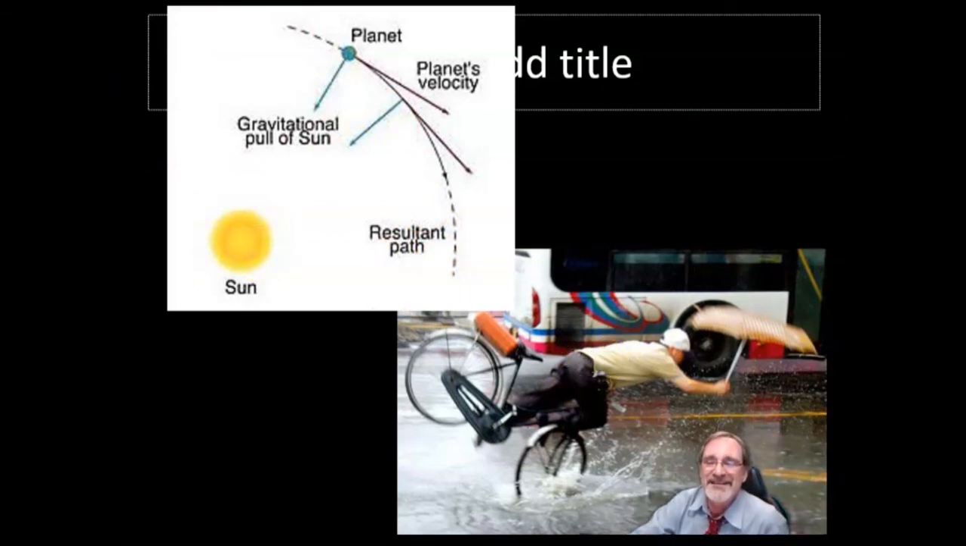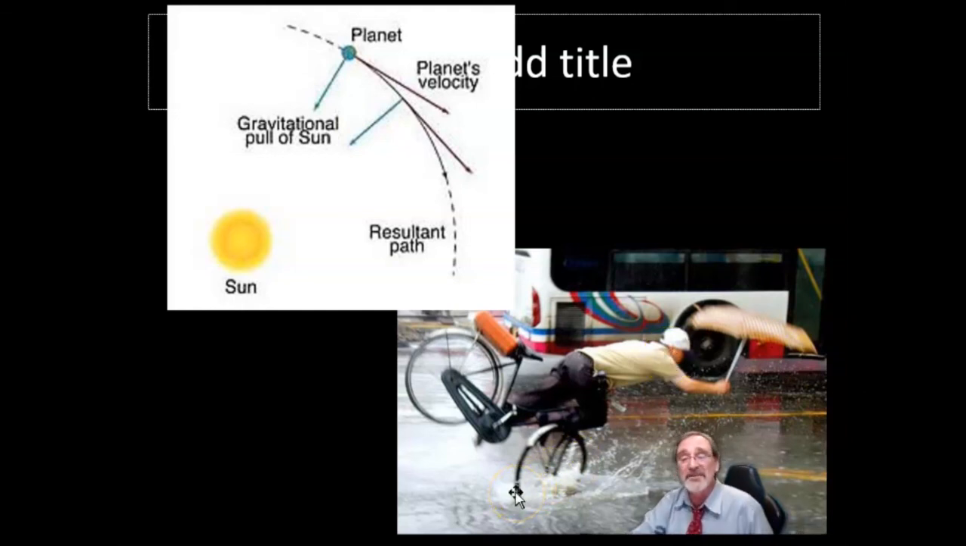Now, this is an example of inertia. If you're riding on a bicycle and your wheel gets caught in the grill of a drain or something, and your bike stops instantly, you keep going. Whoa! Right? That's inertia. That's a force or a tendency that Isaac Newton discovered and identified, and match that with gravity, you can have orbits.